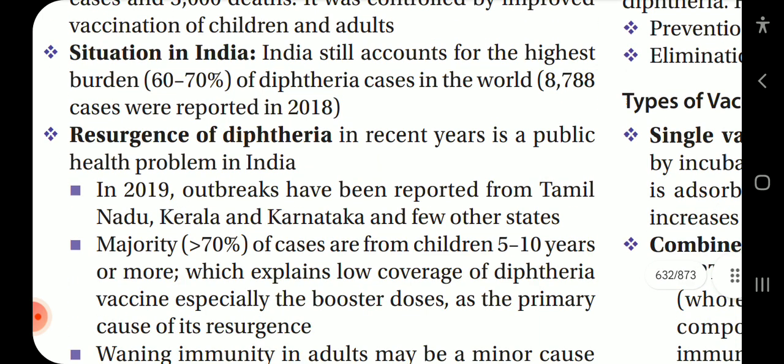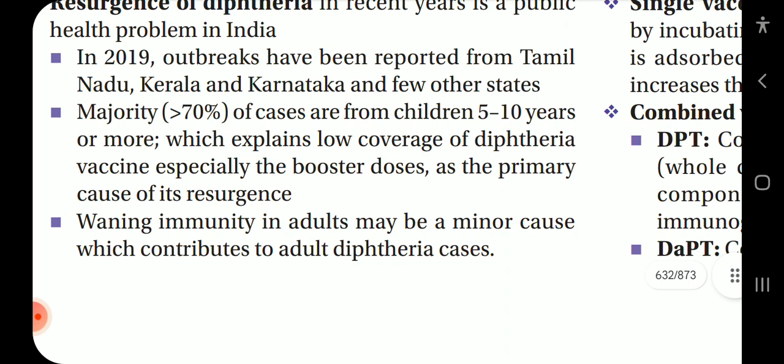Situation in India: India still accounts for the highest burden, 60 to 70% of the diphtheria cases in the world. 8788 cases were reported in 2018. Resurgence of diphtheria in recent years is a public health problem in India. In 2019, outbreaks have been reported from Tamil Nadu, Kerala, Karnataka, and a few other states.